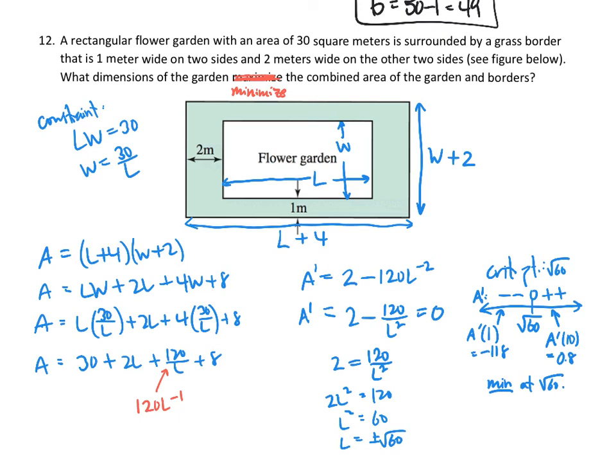So we found the minimum that we were looking for. Now the only thing left to do is to go back and make sure that we answered the question. The question asks what dimensions of the garden. So knowing that L has to be the square root of 60, that tells me the length of the garden. It doesn't tell me the width of the garden. So it's going to be square root of 60 by whatever I get for W. So coming back to our constraint, we get that W would be 30 divided by the square root of 60. And that's going to be my width.